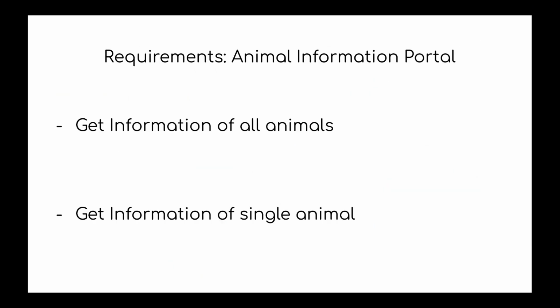Awesome. Now let's jump into our animal information portal. Let's analyze a few business requirements. Our project should expose web APIs to get information of all animals and get information of a single animal. These are very broad requirements. Let's analyze those and ask a few questions which will help us to write a few test cases.